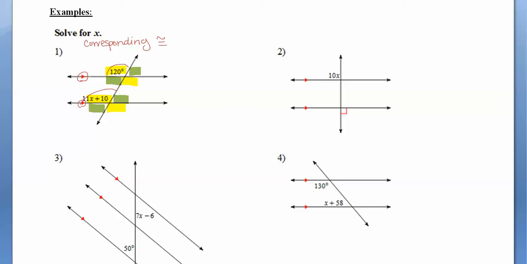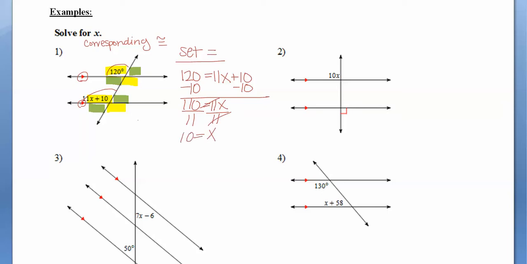Okay, but in this case they're congruent because they're corresponding. So when they're congruent, you set them equal. So 120 equals 11x plus 10. Now I just solve for x. So I subtract 10. 110 equals 11x. Divide by 11. x is 10. If I plug that 10 back in here, that'd be 11 times 10 plus 10, that's 110 plus 10, which is 120. It should give me exactly the same.